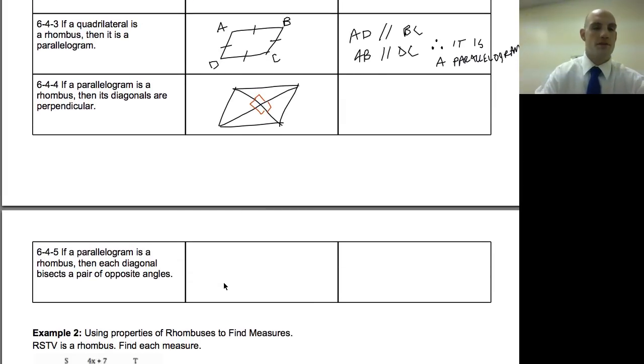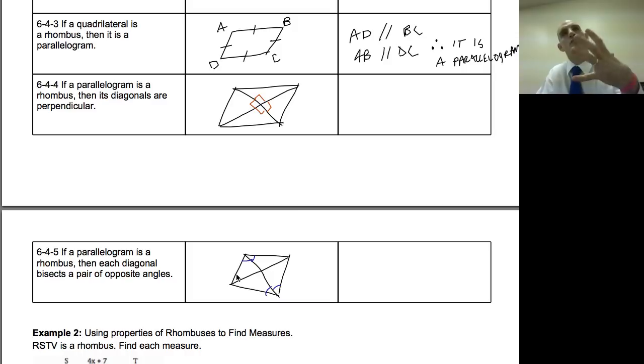The last feature of a rhombus is that if a parallelogram is a rhombus, then each diagonal bisects a pair of opposite angles. And so what we get here is diagonals that are going to bisect these angles. Well, that's going to mean that I can mark some things here. These two are going to be congruent. These two are going to be congruent.